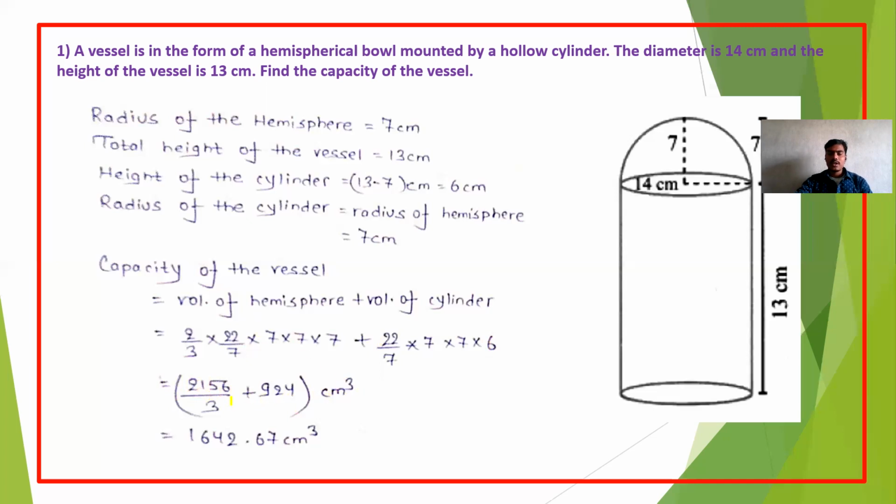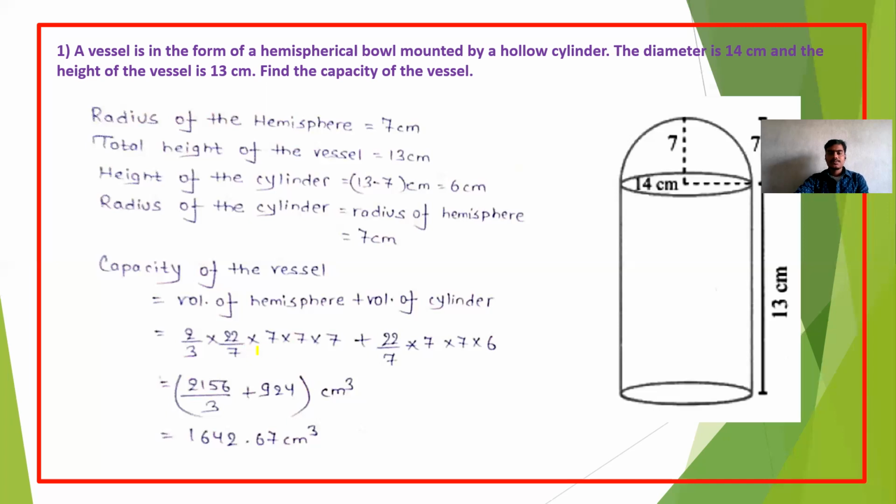So after calculating, we get 1642.67 centimeter cube. That is my final answer: the capacity of the vessel is 1642.67 centimeter cube. It is the answer.